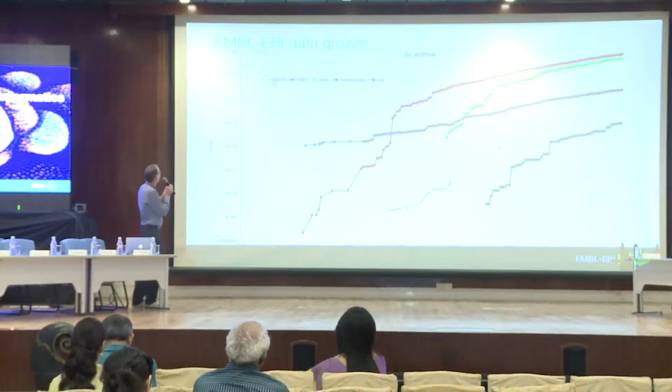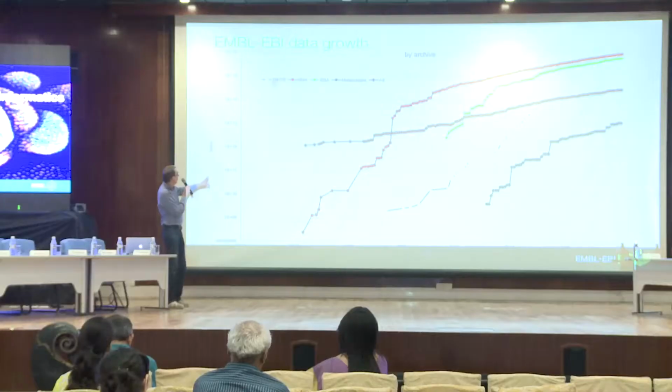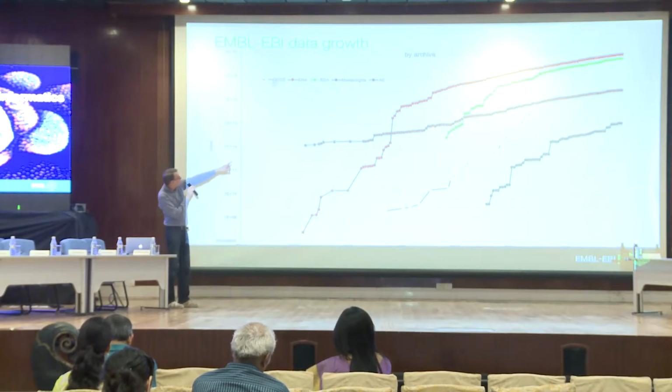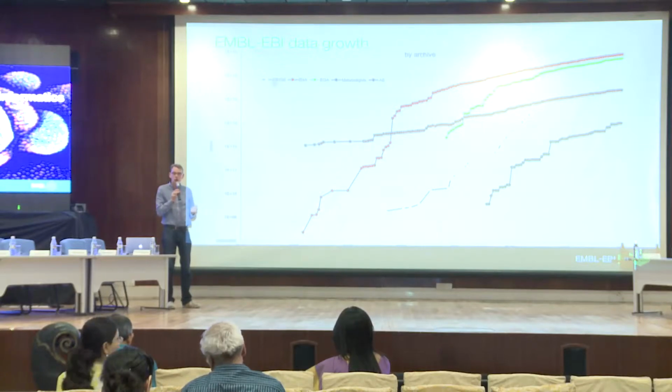So this picture here shows the growth of data in the EBI databases. This is a log scale. It's done by different archives where we store different data. So the red line, which is on top there, is the data available in the European Nucleotide Archive. So that is the EBI's part of EMBL GenBank DDBJ, where we store all the sequencing data which are completely and publicly and openly accessible.